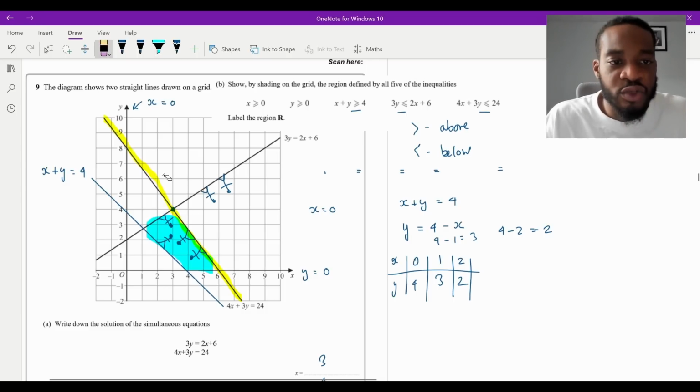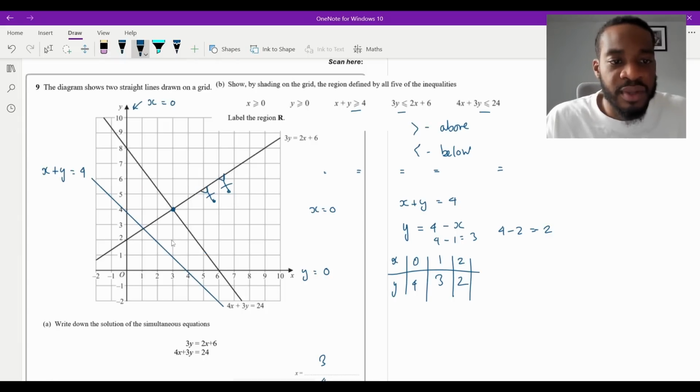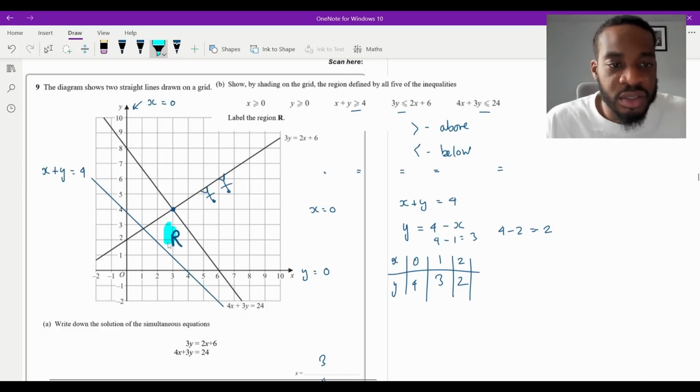Now that I've done that, let me just rub out this yellow, and rub out the stick pen now. And then we can just say that the region R, because they want the region R, is just going to be this region over here. And then I'm just going to highlight it like that. So it's just going to be all of this, like that.